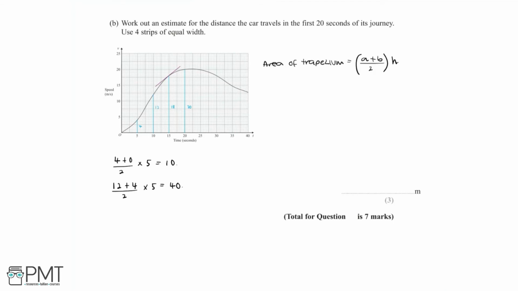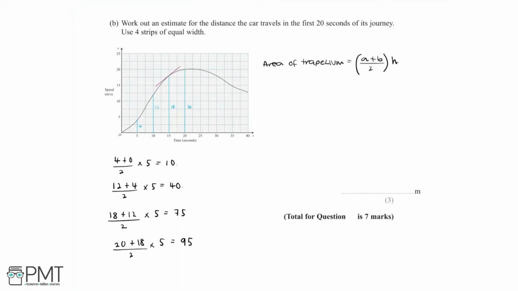Now the area of the third trapezium is equal to (18 plus 12) divided by 2, all multiplied by 5, which will leave us with an answer of 75. And finally, the area of the fourth trapezium is equal to (20 plus 18), all divided by 2, multiplied by 5, which will leave us with 95.